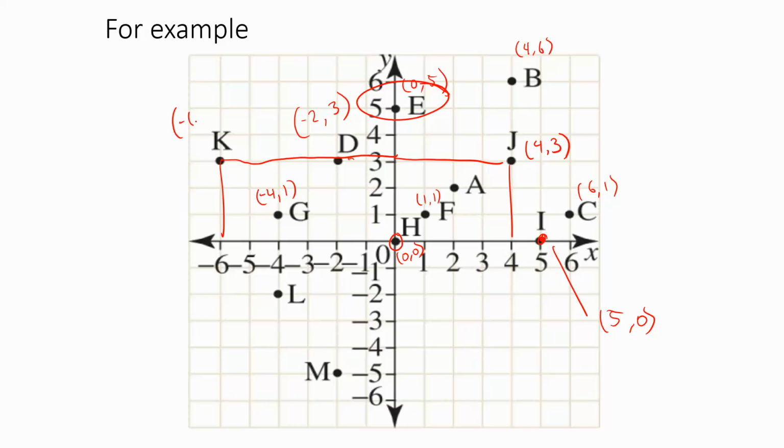Good. Negative 6, 3. L, what is L? Can I please have, yes, Aeneas? Negative 4, negative 2. Good. Negative 4, negative 2. And then finally M. What about M? Can I please have, let's go with May. Coordinates for M. M is over here. It is minus 2, minus 5. Good. Minus 2, minus 5.